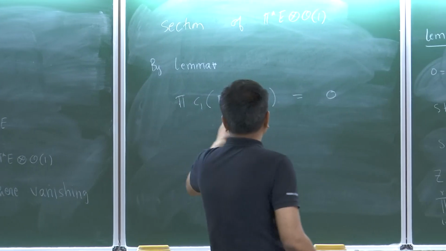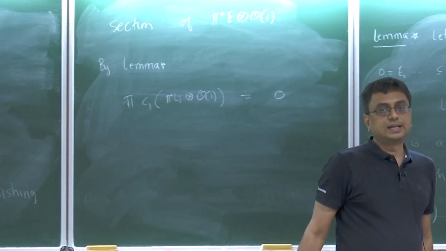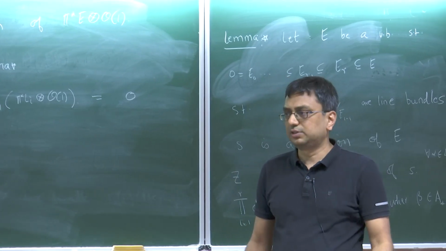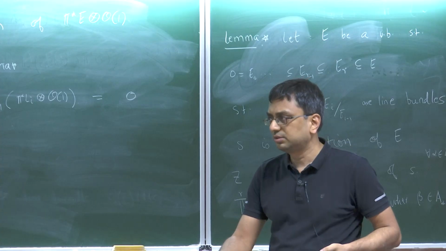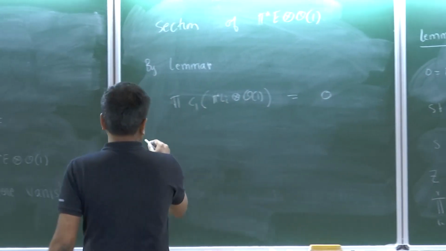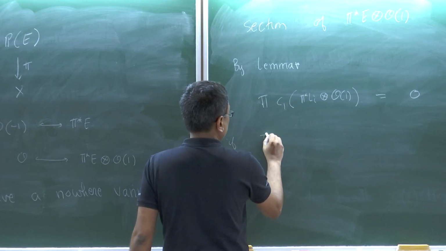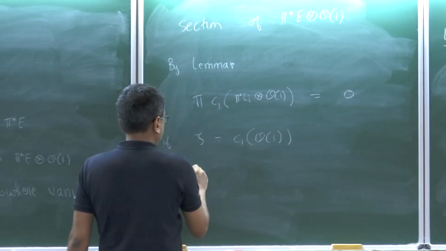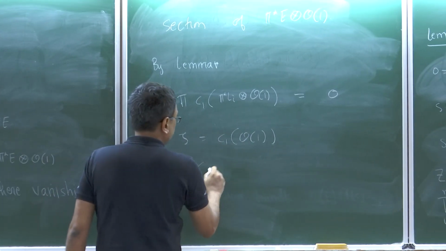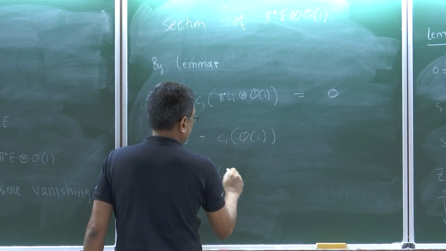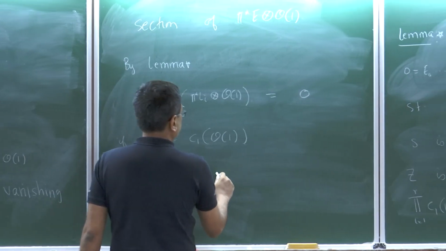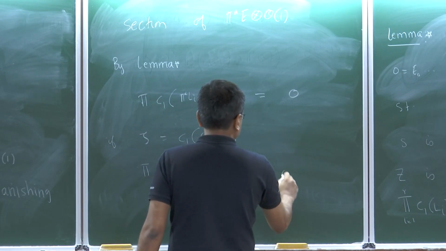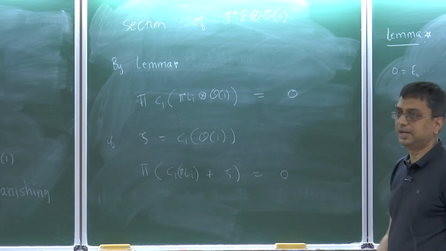But what is the first Chern class of a tensor product of line bundles? It's the addition of the Chern classes, addition as operators. So therefore, if zeta is the first Chern class of O1, then we have the product of C1 of Li, or pi upper star Li, plus zeta, equal to 0, right? This is what we have.